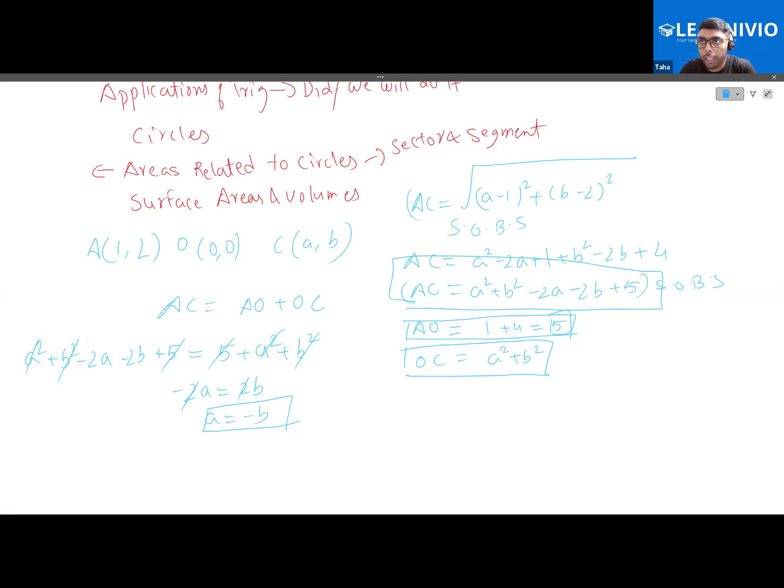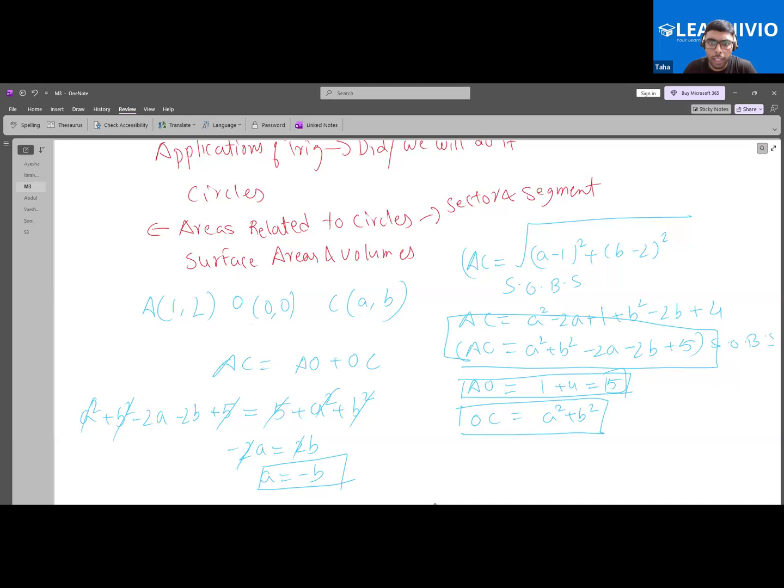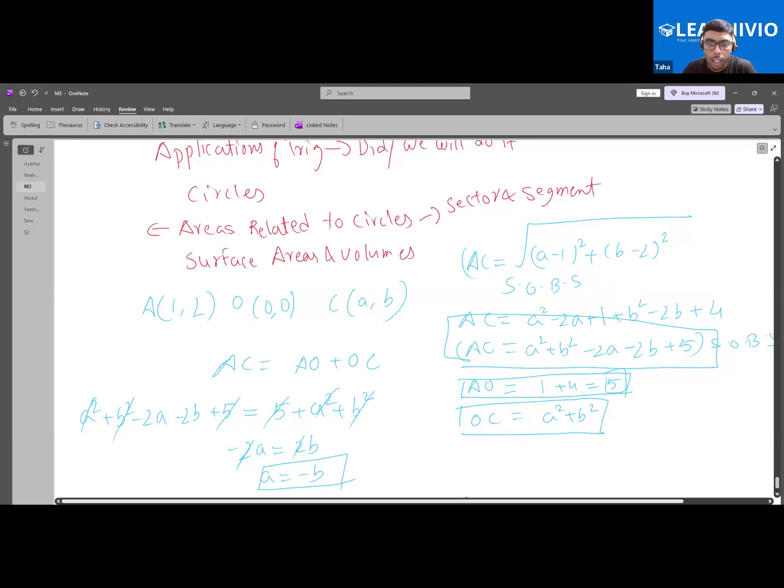The option has A is equal to minus B, right? Sir, but this is not the answer. You have the answer, right? Is this the answer? Yes, there is an option. Option D is A is equal to minus B. But the answer is A is equal to 2B. A is equal to 2B.